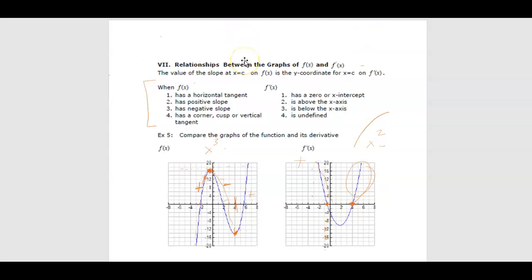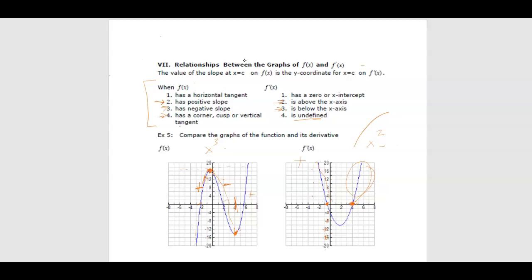So the main ideas are, when your function has a positive slope, the graph of the derivative is above the x-axis. When the function has a negative slope, the graph of the derivative is below the x-axis. Where you have a corner, cusp, vertical tangent, or vertical asymptote, it is undefined. We don't have that in this graph.